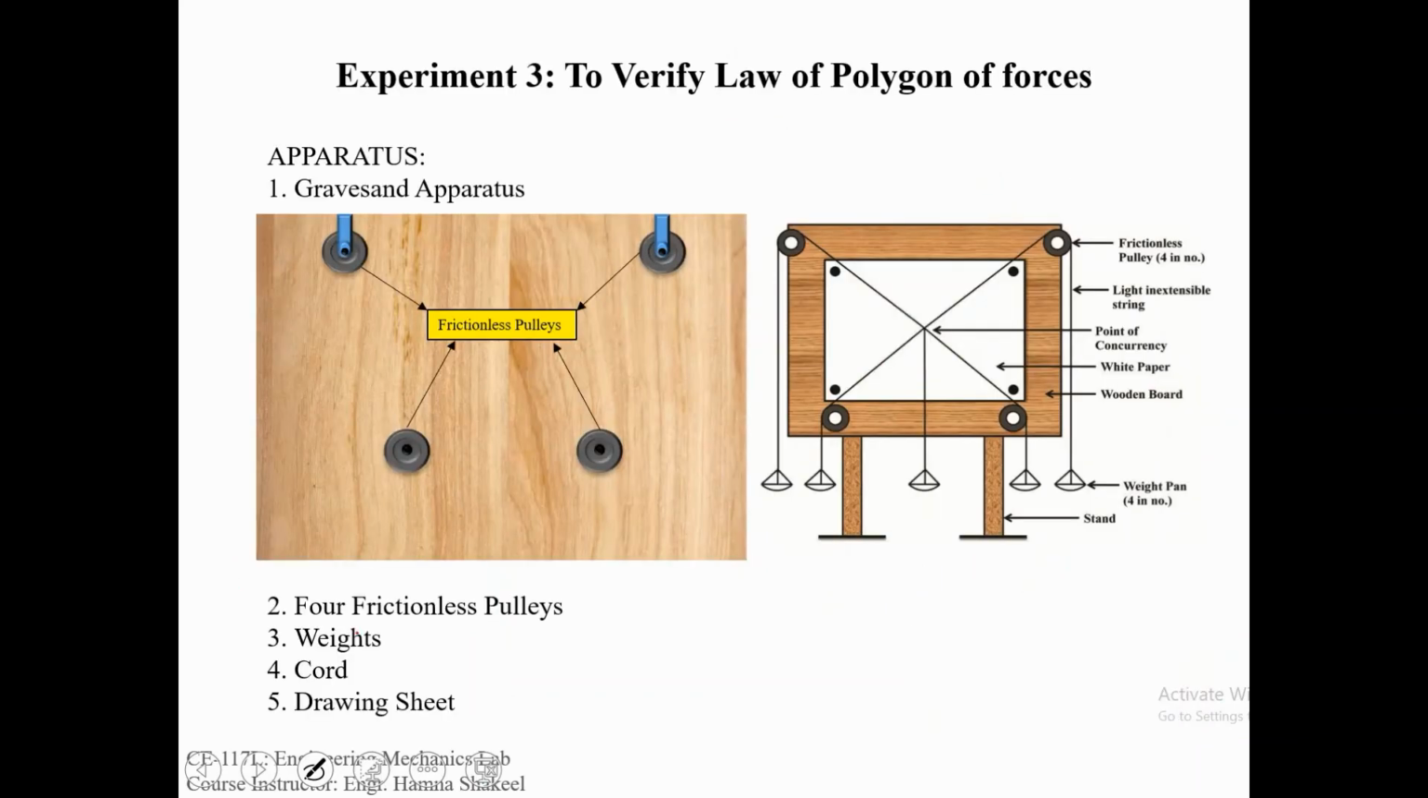So our experimental setup for this experiment is quite similar to the previous one. Again, we are going to need a Gravesand apparatus. We'll be needing some weights, some cord, a drawing sheet, and we are going to need frictionless pulleys. But instead of 2, we are going to use 4 frictionless pulleys that are arranged in the manner as shown in the illustration. And this is the final setup that we are aiming for.